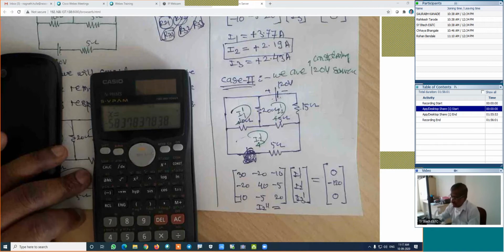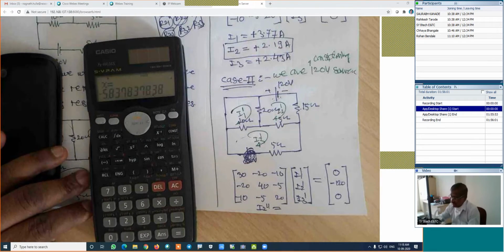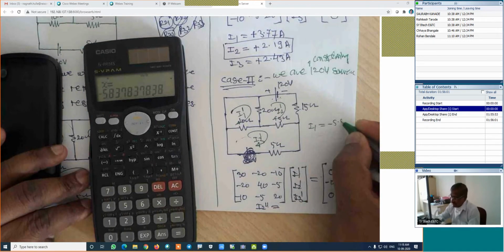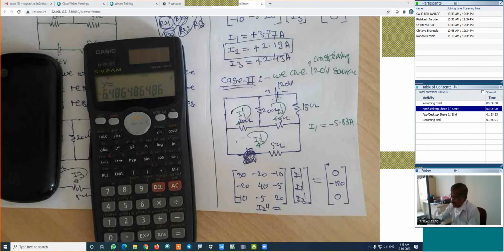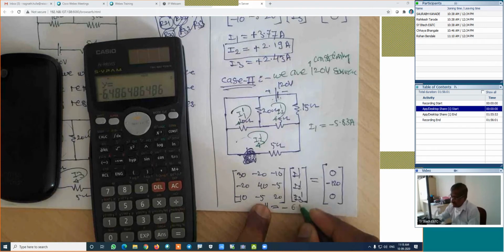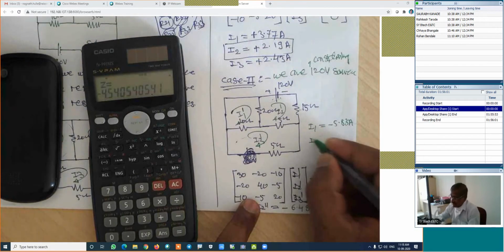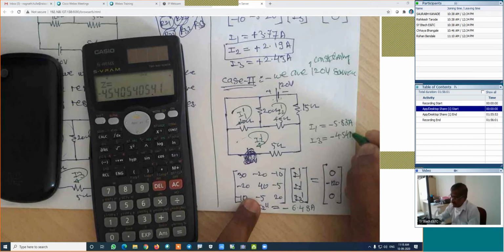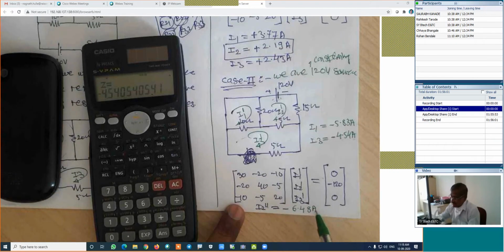I will put the equal to sign. This is the first value, which is I1. I am not interested in I1, still I will write it here. This I1 is minus 5.83 amperes. Is it right? I2 is minus 6.48 amperes. And this is I3, which I am not interested in, but still I will write here, which is minus 4.54 amperes. Means in case 2 also we have calculated the similar current.